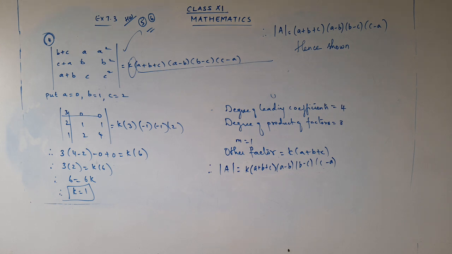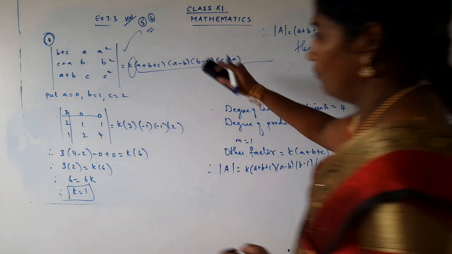Okay children? So this was our exercise 7.3 and now I am going to continue with 7.4. We'll be just doing one sum from exercise 7.4. Okay children? Just let's start with exercise 7.4. So I want you to take down the heading as exercise 7.4.